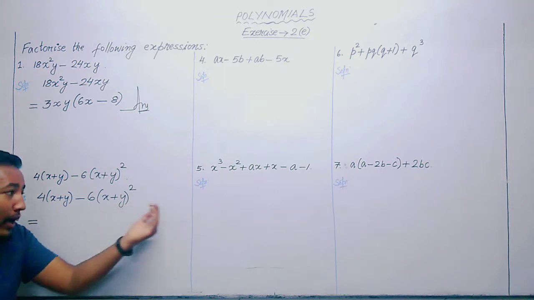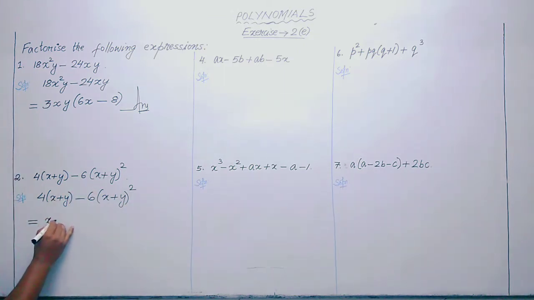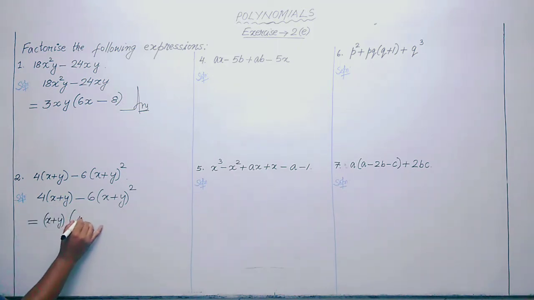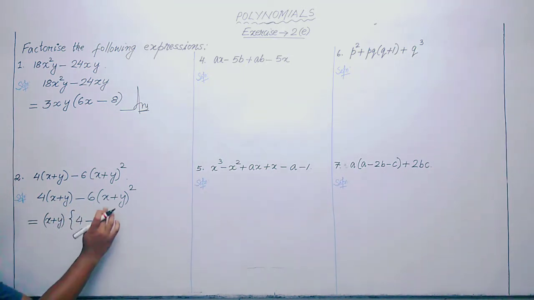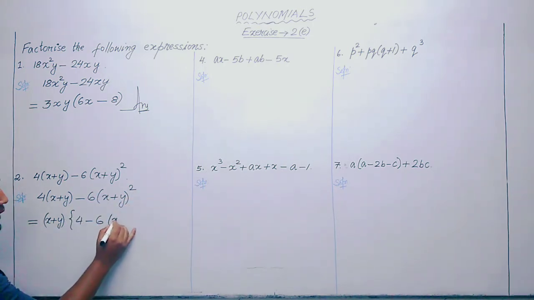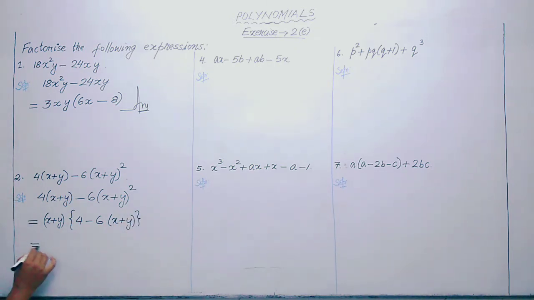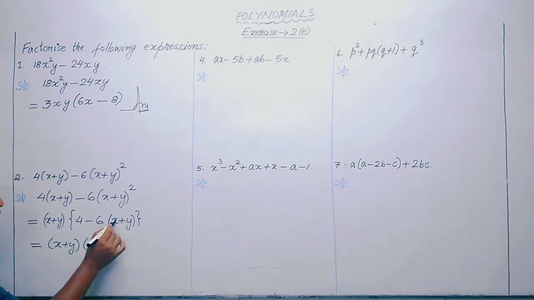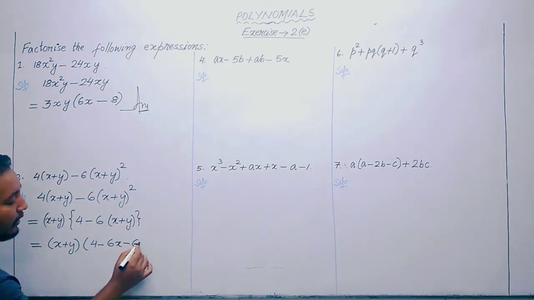Now what can we do? 1 time you take it out. (x plus y) is outside now. What is left? 4 is left, minus 6 is left. Now (x plus y) whole square, 1 time is outside. Only 1 time is remaining, (x plus y). Now you can write down again: (x plus y) into (4 minus 6 into x, 6x, minus into plus minus 6 into y, 6y).